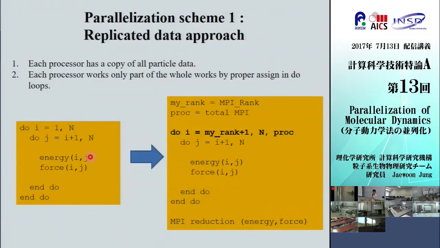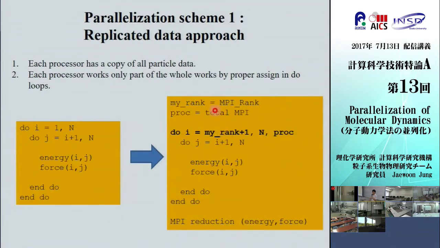You can consider these two loops in non-boundary interaction. First, there's a loop over the I index and another loop over the J index. You can find the energy of the pairwise interaction of I and J, and also you can find the forces from I and J. The easiest way is to distribute these two loops according to the number of processors and my current rank.